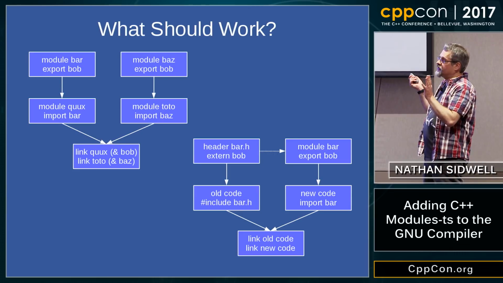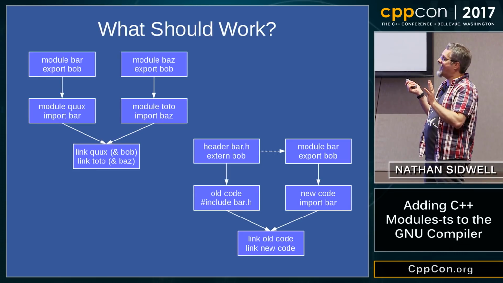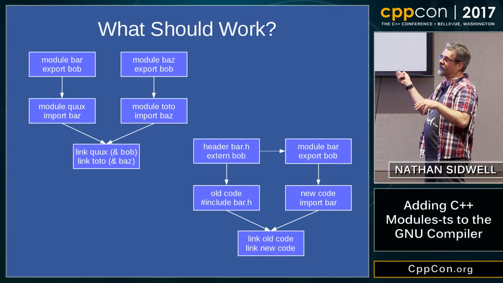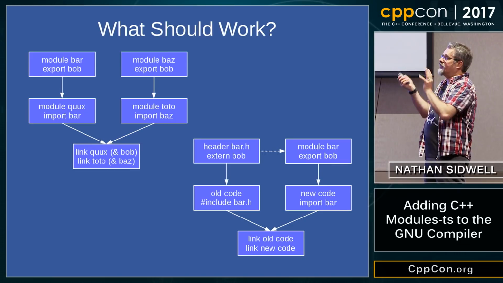You could make your module date code, and then you could explicitly write a header file that's got extern declarations in it for the things that this exports. And then the user that doesn't want to use anything with modules would be able to include that.